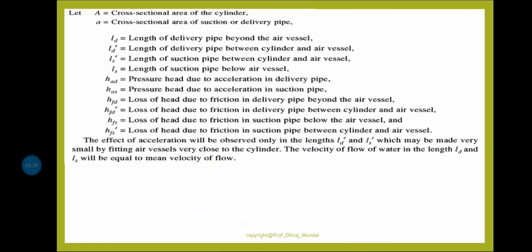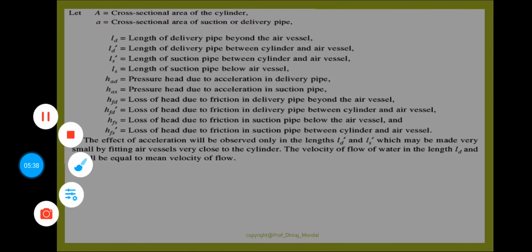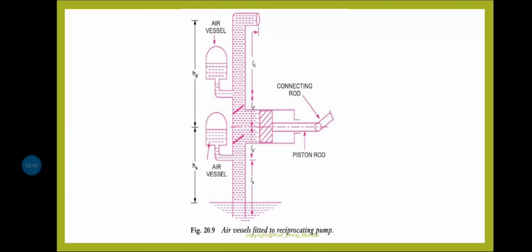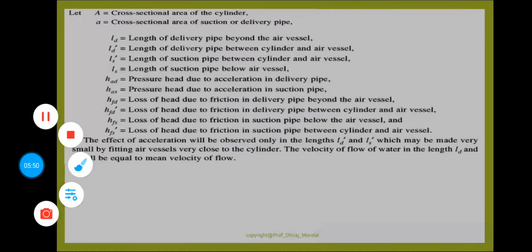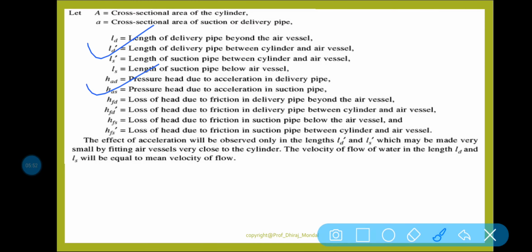Now here basically you can see LS dash is the length of the suction pipe between cylinder and air vessel. You can see the length between cylinder and air vessel. So LS dash is the length in the suction pipe between cylinder and air vessel. All these dimensions you can consider here. Fs is equal to frictional head loss and all this.